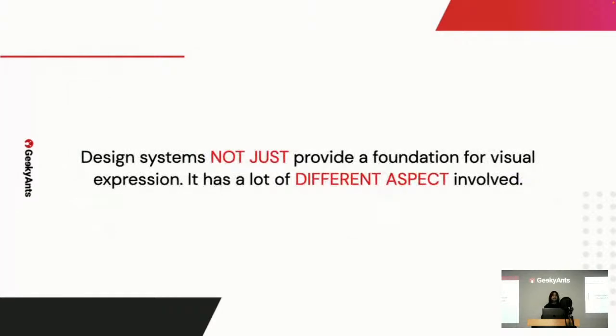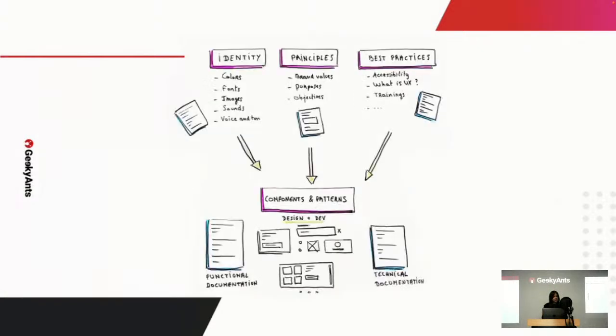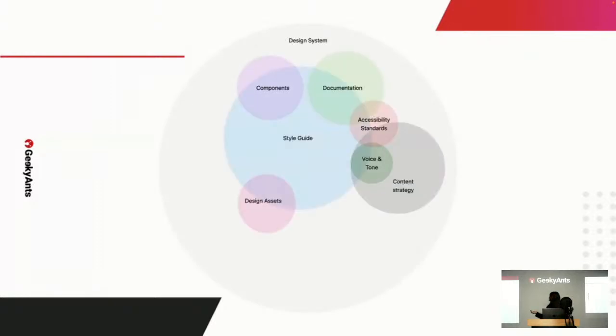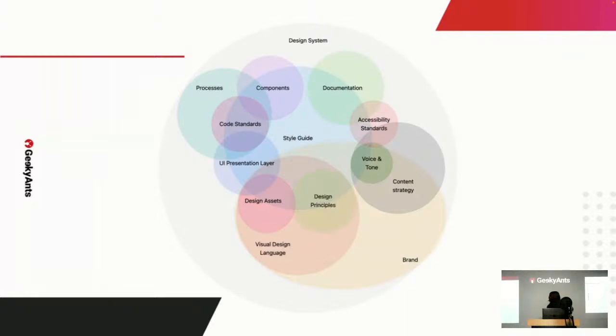So we need to understand that the design system is not just to provide a foundation for visual expression. It has a lot of different aspects involved. A good design system takes into consideration a wide range of aspects of the company's operations. So everything that makes up your product, from typography, layouts, grids, colors, icons, components, coding conventions, voice and tone, content strategy, documentation, and of course a few more different elements that are very specific to a company.